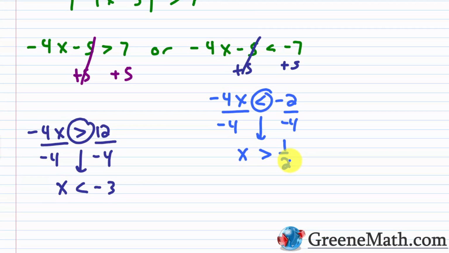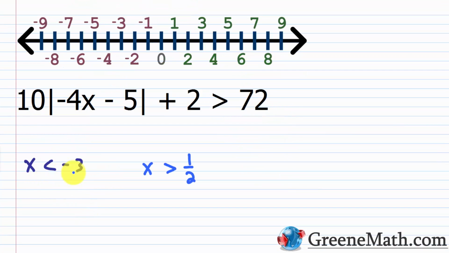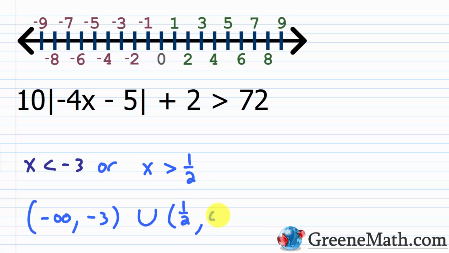All right, let's erase everything. So we can write our solution as x is less than negative 3 or x is greater than 1/2. Again, in interval notation, you're coming from negative infinity up to but not including negative 3. So the union with, you don't include 1/2, but out to positive infinity, okay? So again, negative 3 and 1/2 are not included. You have a parenthesis next to each.